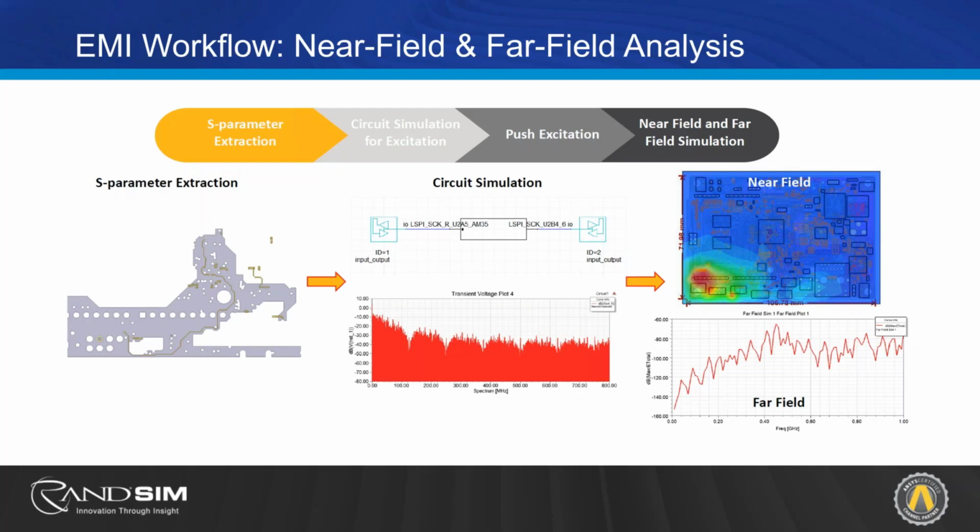And this uses the Electronics Desktop and HFSS to couple with SIwave. So the first thing that happens is you will assign what net you are interested in. In this example, it's a SPI clock line that operates at 150 megahertz. And you will generate an S parameter from within SIwave.